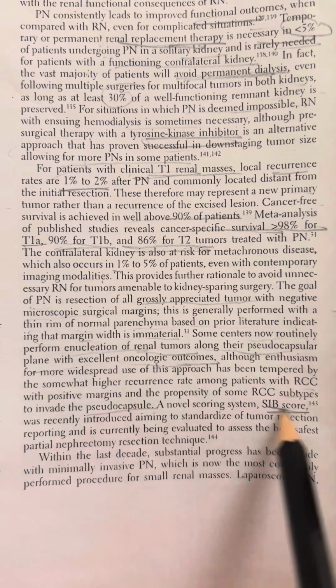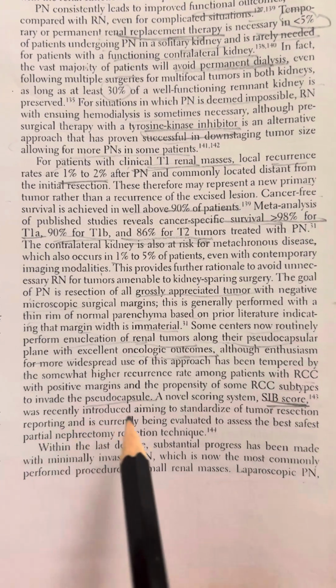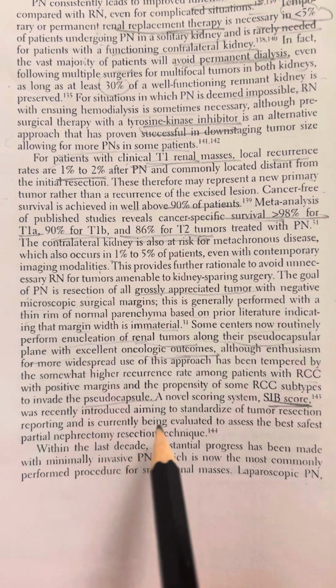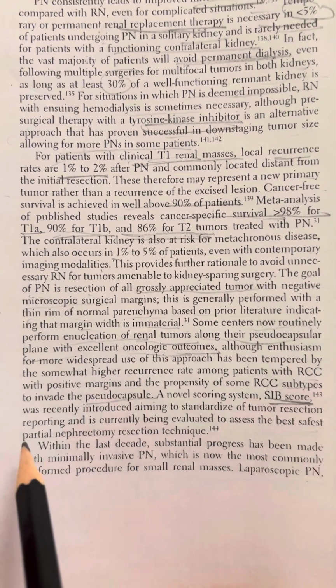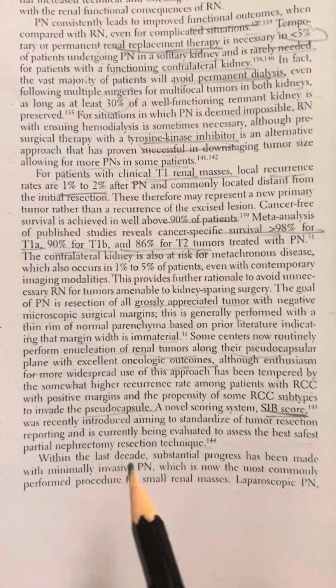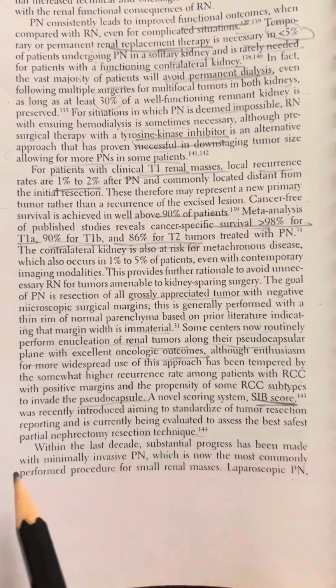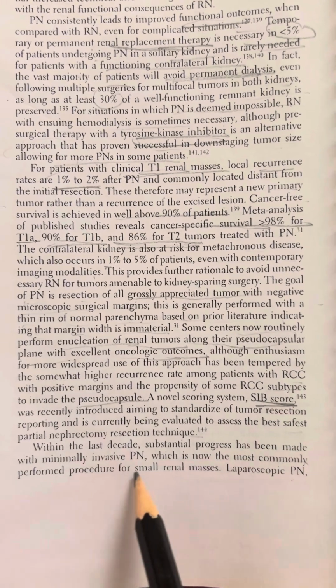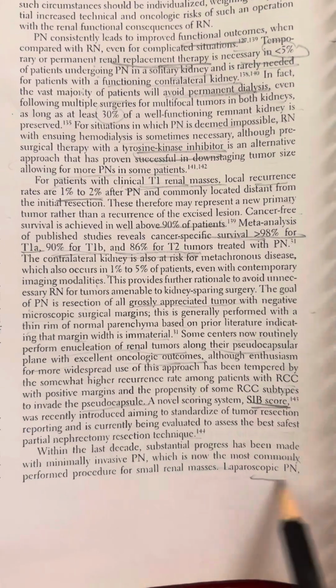A novel scoring system, the SIB score, was recently introduced aiming to standardize tumor resection reporting and is currently being evaluated to assess the best, safest partial nephrectomy resection technique. And within the last decade, substantial progress has been made with minimally invasive partial nephrectomy, which is now the most commonly performed procedure for small renal masses.